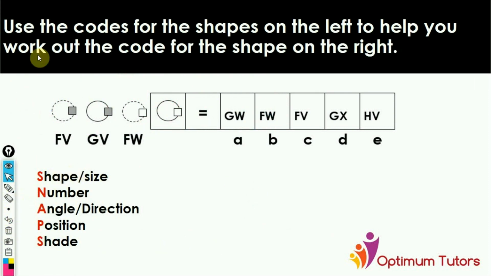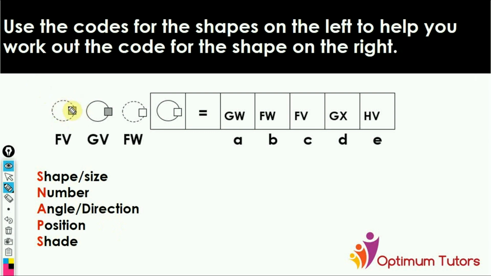So the next question says, use the codes for the shapes on the left to help you work out the code for the shape on the right. So in this type of question, we have got shapes that are representing letters, and you've got to work out what each shape represents, or what each pattern represents. So we're going to continue to use the mnemonic snaps. So we're looking at the shape, the size, the number of things that appear, the angle and direction, the position and the shading, if it's applicable.